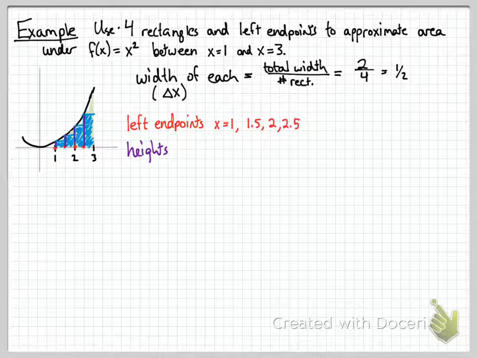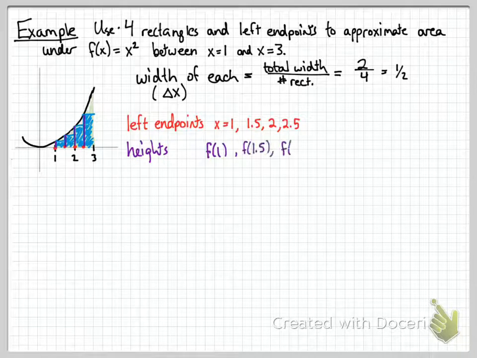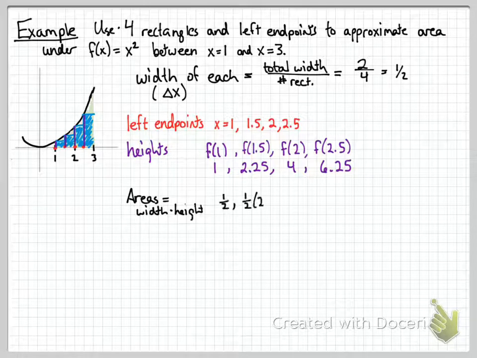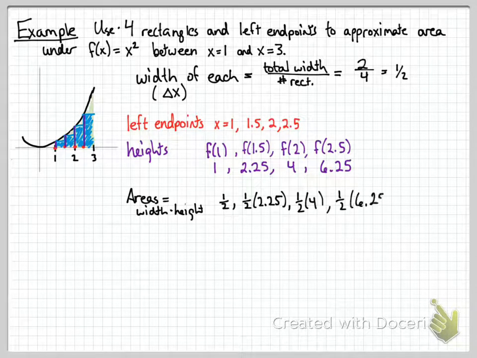The heights of the rectangles come from the heights at those left endpoints, so that's f of the left endpoints: f of 1, f of 1.5, f of 2, and f of 2.5. If I plug those into the function, that's 1 squared, 1.5 squared, 2 squared, and 2.5 squared, written as decimals. Now I can write down the areas of the rectangles, which are width times height. So that's 1/2 times 1, 1/2 times 2.25, 1/2 times 4, and 1/2 times 6.25.